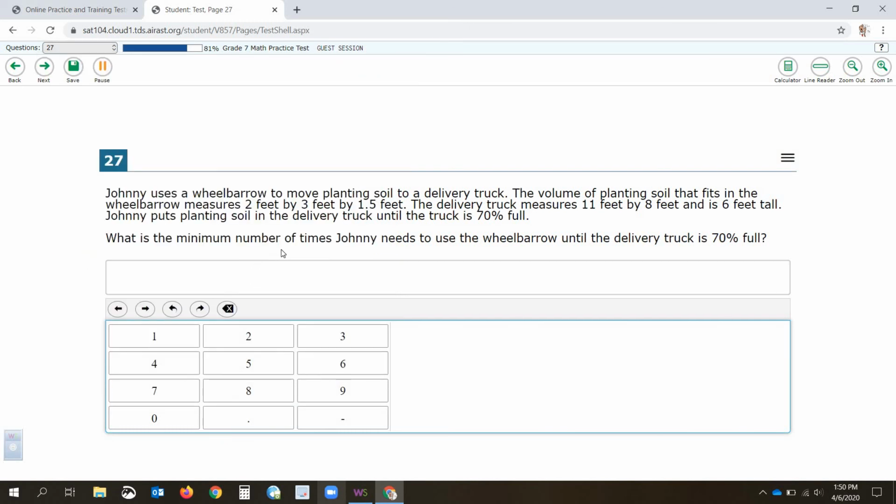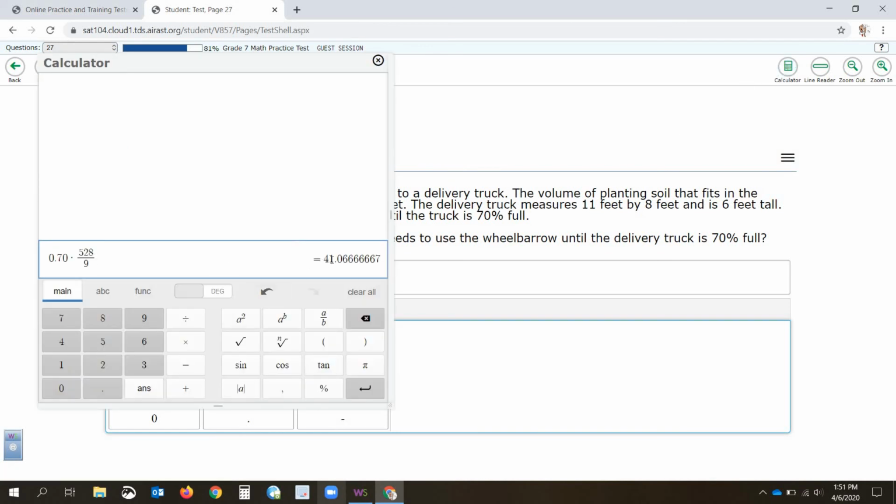So what is the minimum number of times Johnny needs to use the wheelbarrow until the truck is 70% full? The minimum number of times he needs to go. It's really, really close. I'm wondering what they want us to do, because it's so close. 41.1 if we rounded. So if we did exactly 41, what would happen? It would be too small. Let me try that number again, just to make sure. I'm doubting myself here a little bit.